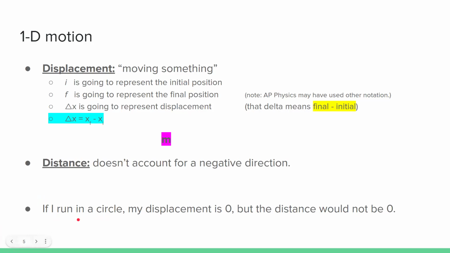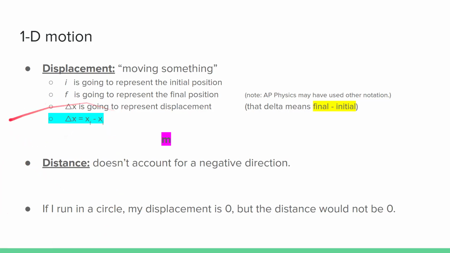If I run in a circle, let's say that there's like a circular track in a park and I run around it, the distance is going to be the circumference of that circle, obviously. So let's just say it was a half of a mile or whatever. That's the distance that I ran. But my displacement's going to be zero if I start and end at the same place. Because it's saying, well, I don't care that you went that far. You're at the same place, so displacement zero. So that's the difference between them.